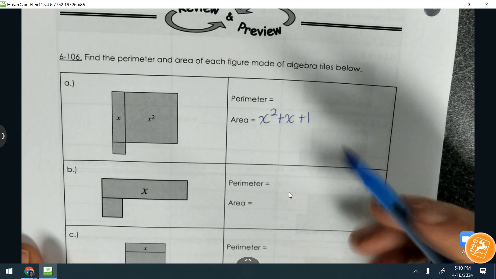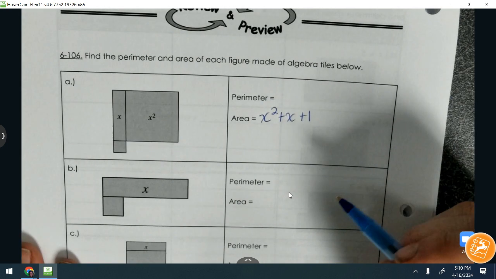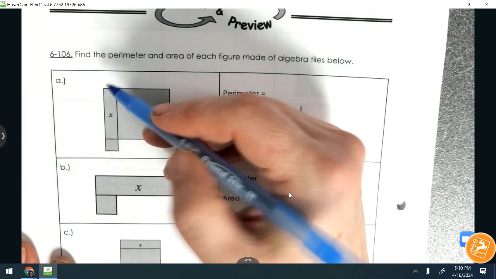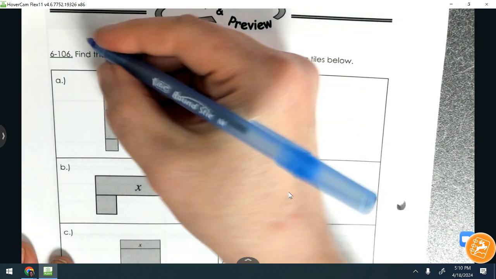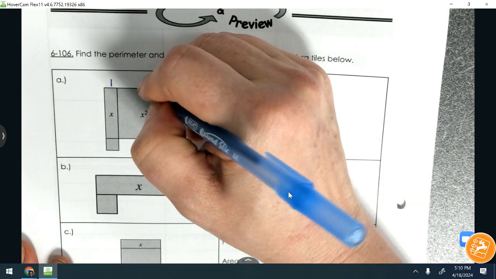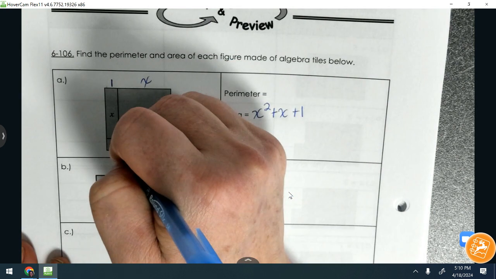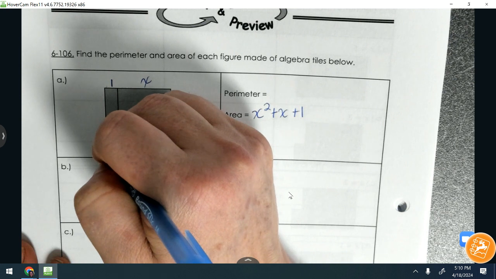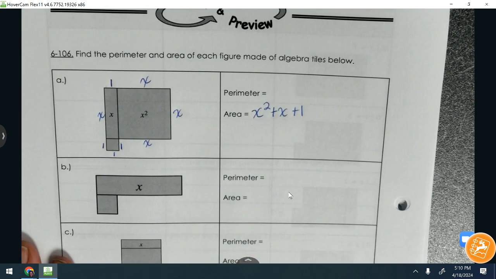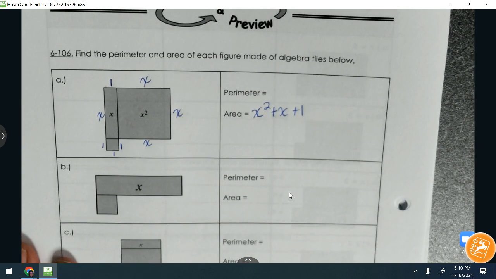And so in this case, like I said yesterday, I'm particular. I always start in the upper left-hand corner. So I have a 1, x, x, x, 1, 1, 1, x. Now I'm back where I started.